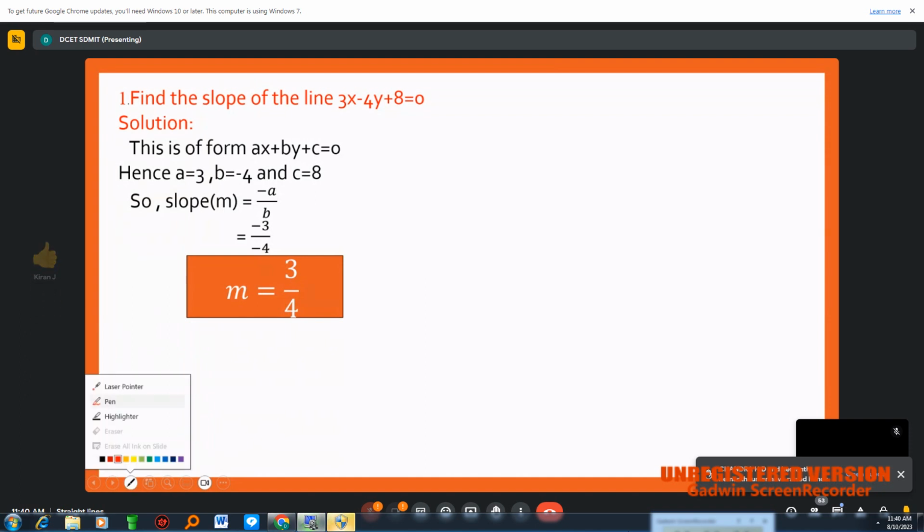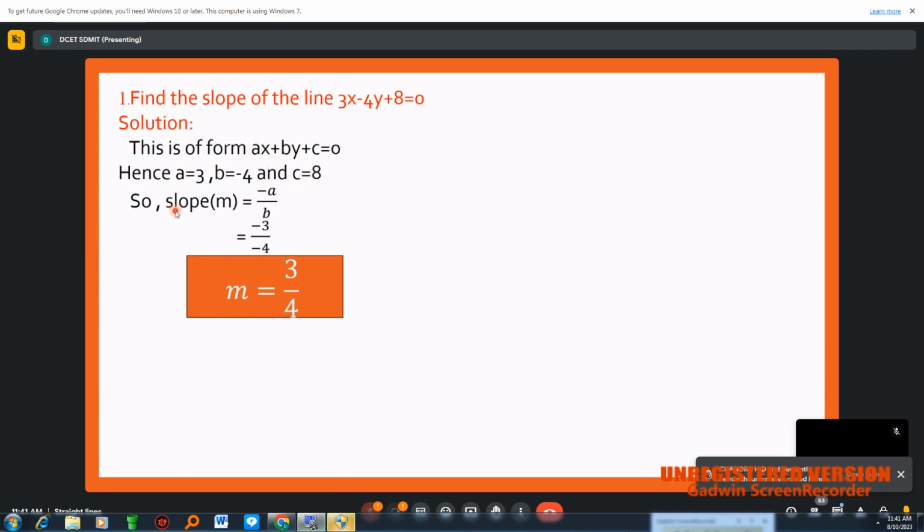So next, I have given one example here. Find the slope of the line 3x minus 4y plus 8 is equal to 0. So now this is the equation of a line I have given. This is in the form ax plus by plus c is equal to 0, right? Then I am writing the values by comparing: a is nothing but 3, b is nothing but minus 4, c is nothing but 8.